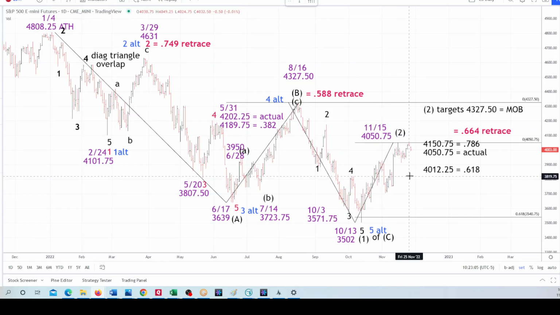Made a slightly lower high on the holiday weekend on Friday, the day after Thanksgiving, at 4049.75, which was just about a point less than the 4050.75. Okay, so we're watching this really closely, and we should be approaching wave 3 of C down anytime now in the very near future.